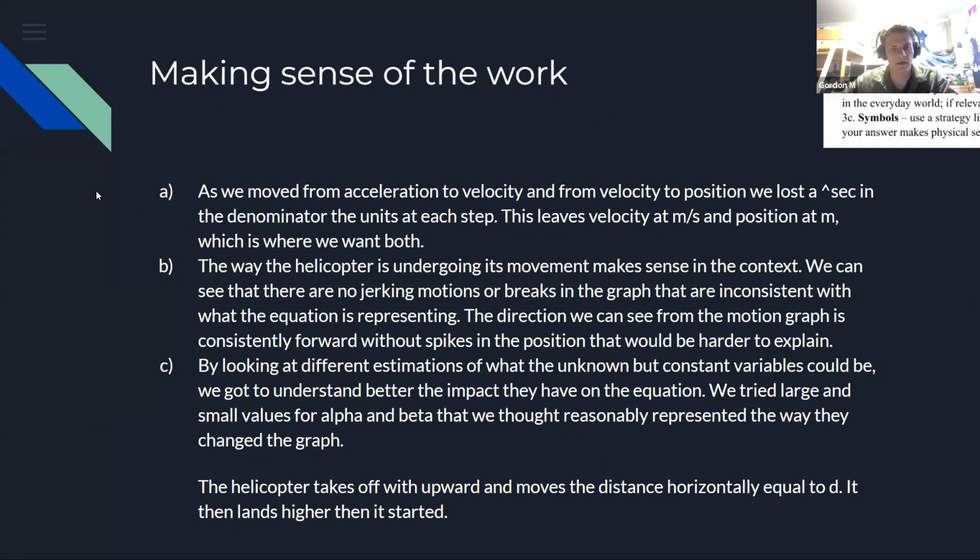As we moved from acceleration to velocity and from velocity to position, we lost a second squared in the denominator of each unit at each step. This leaves velocity in meters per second and position at meters. This is where we want both of them.